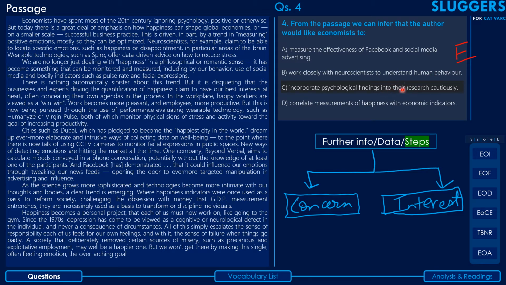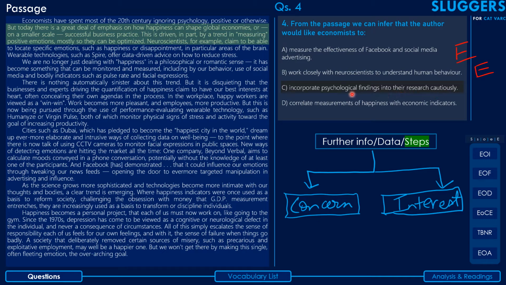And because of human behavior and because of this content, this option becomes something that is neither a concern of the author, nor something that the author is directly interested in, and hence he is very unlikely to suggest the economist work closely with neuroscientists to understand human behavior. It's not likely at all. Okay, let's move on to the next option then. Option C. It says we can infer that the author would like economists to incorporate psychological findings into their research cautiously.